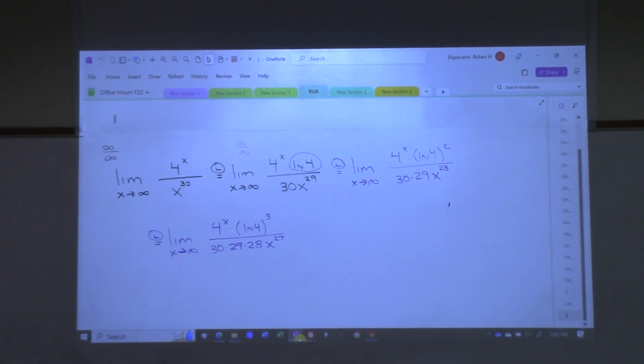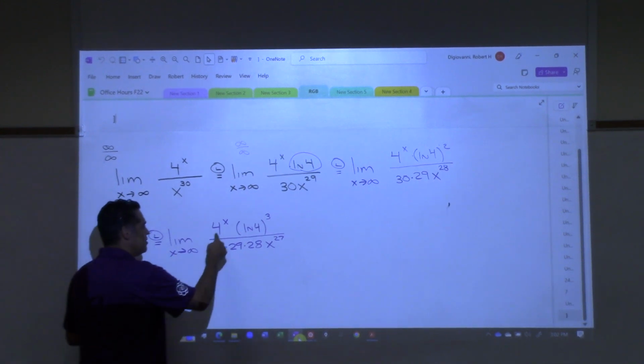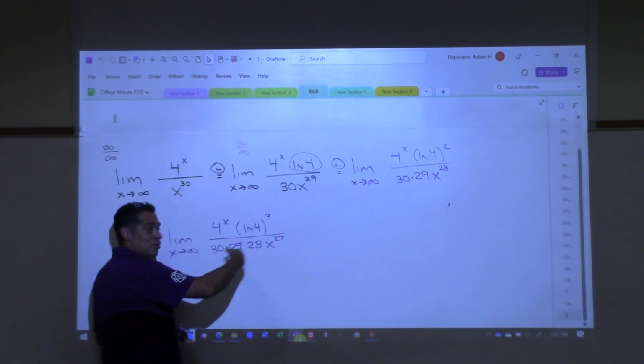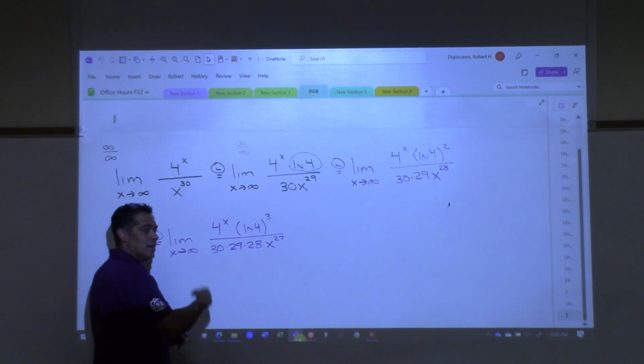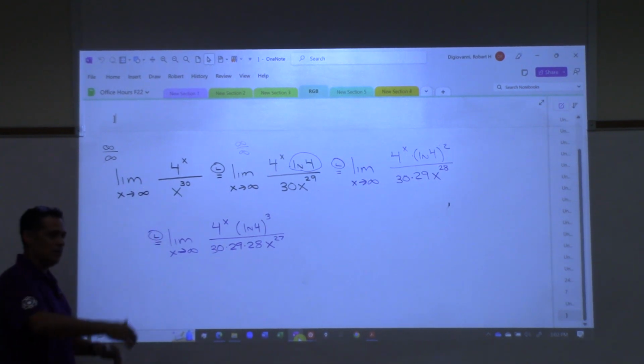Yes. However, what's happening on the bottom? The powers keep coming down, right? So eventually, I'm not going to have an x down there, right? Eventually, I'm going to get a what down there? Some constant. Do you all agree we do enough derivatives? Yes? Yeah, so it's going to be 30 times 29 times 28, and then eventually down to 1, right? And when you get down to 1, that's 30 factorial.